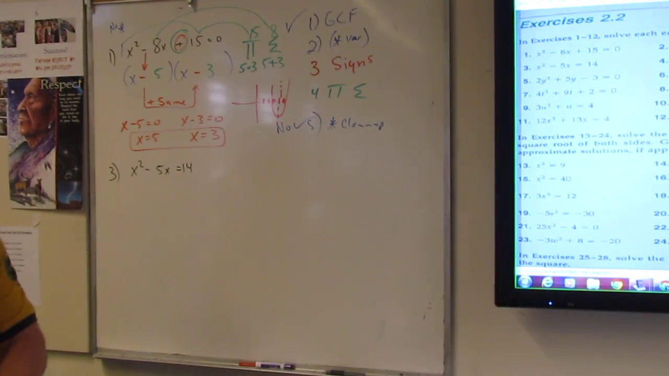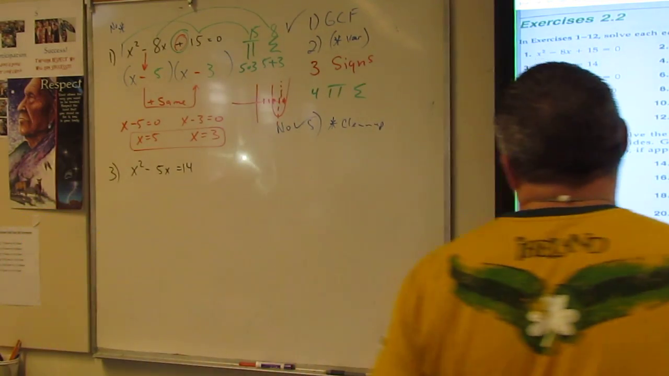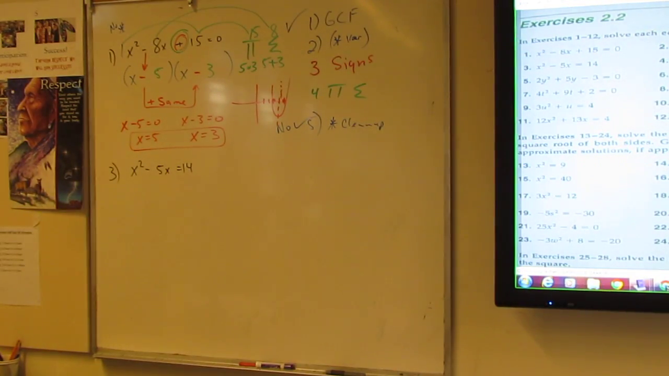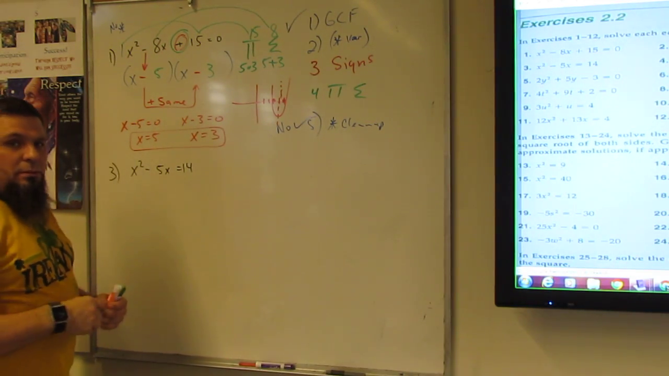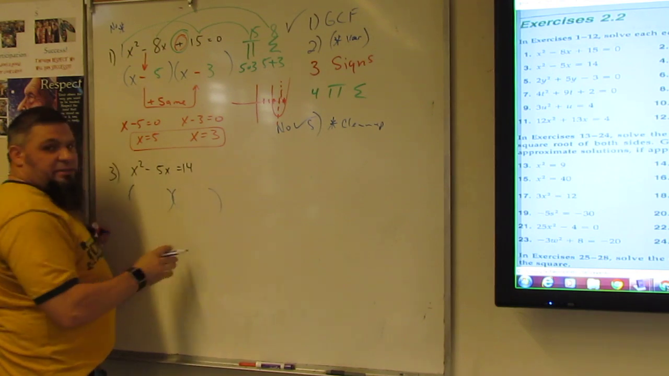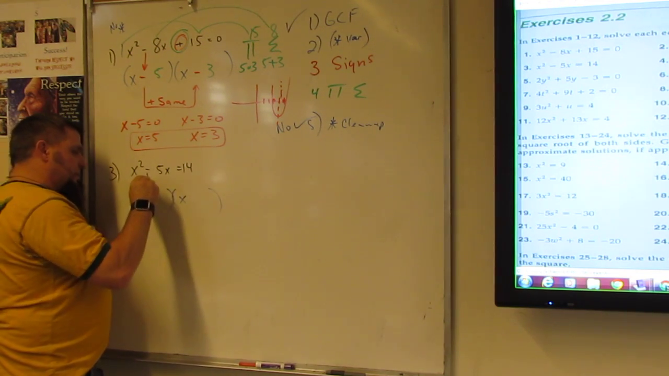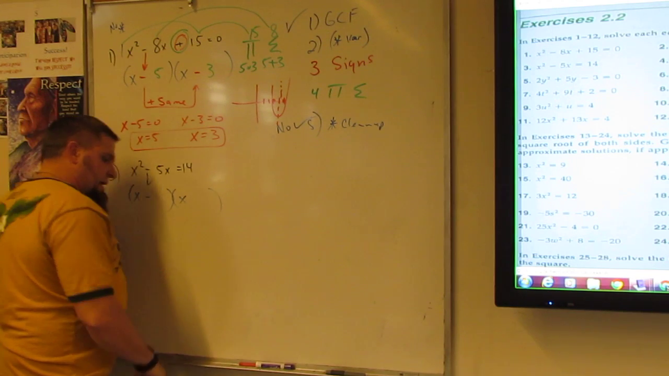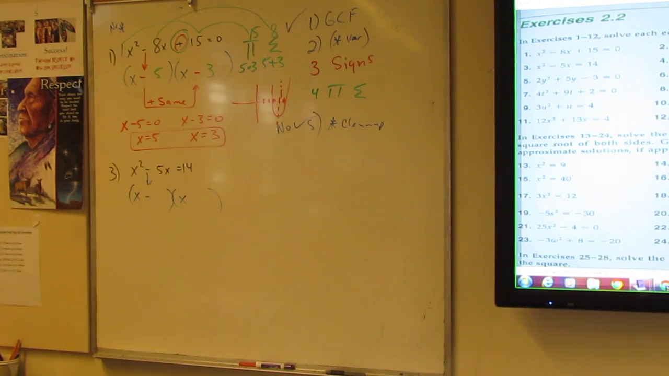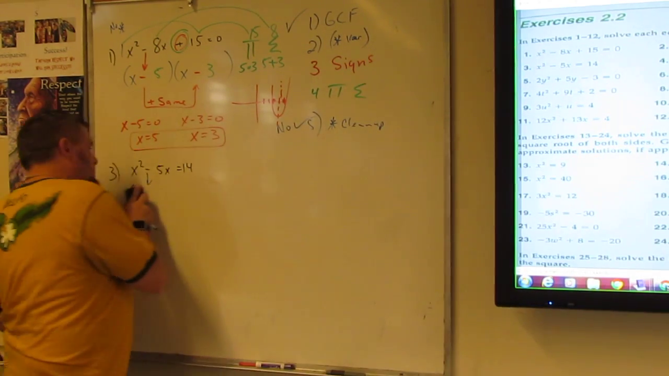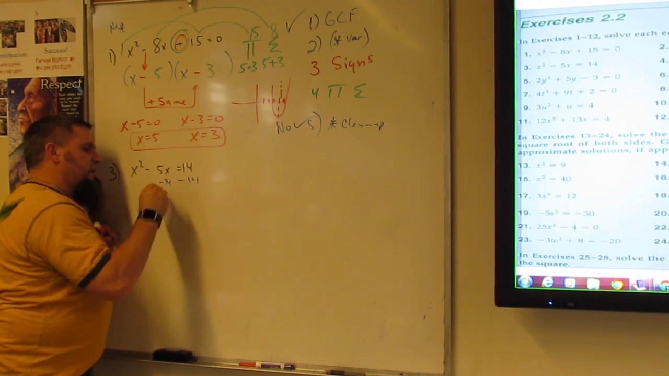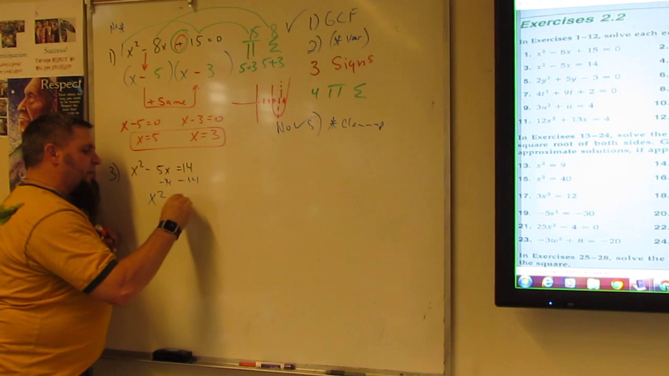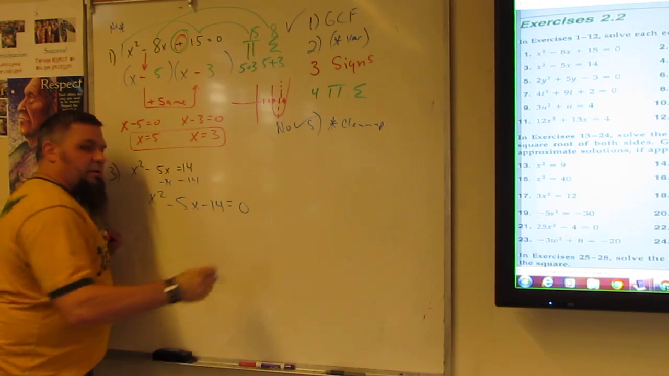Alright, number 3. Number 3 is the same thing. Parentheses, x, x, this comes down. Oh wait, I can't do that yet. Why can't I do it yet? Because it's not equal to 0. I need to make this equal to 0. So I subtract 14, and I get x squared minus 5x minus 14 equals 0.